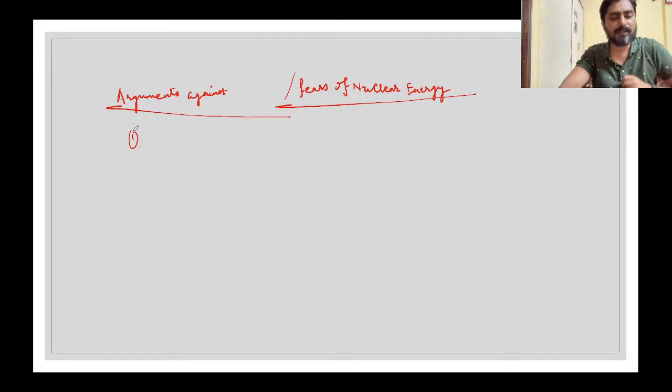What do you think is the challenge or concern with respect to nuclear energy? See, if you are able to address this debate of nuclear energy, then you will be able to solve most of the questions on nuclear energy. Okay, that is the idea. So we are making your PYQ a base, and then we'll see the subsequent questions that can be formed based on this understanding. So, what do you understand with respect to fears of nuclear energy?